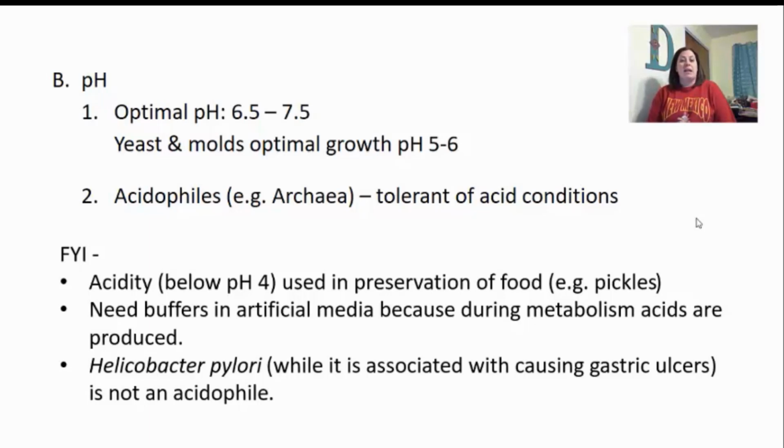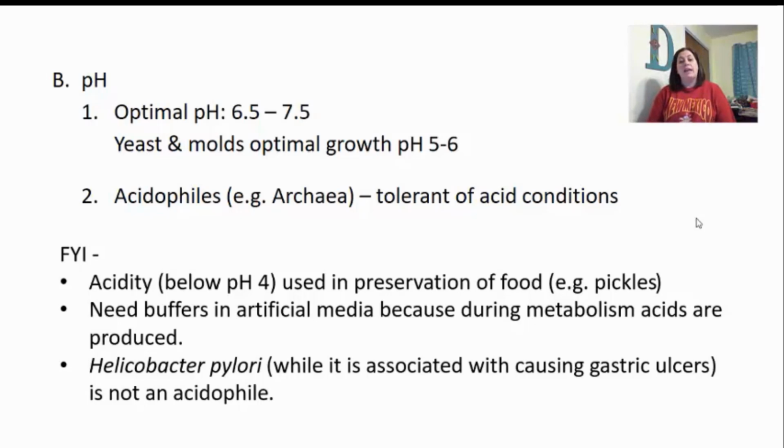A lot of times we need buffers in artificial media because during metabolism, actually breaking down the glucose into ATP, acids are produced, and if the acids are not taken care of by the buffers, it will start to decrease the pH, which would ultimately affect the growth of the bacteria.